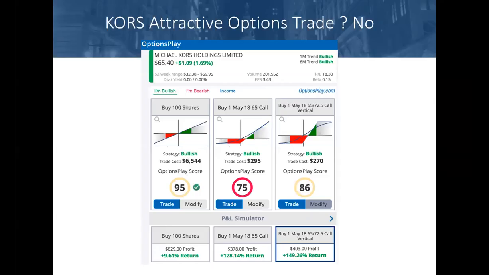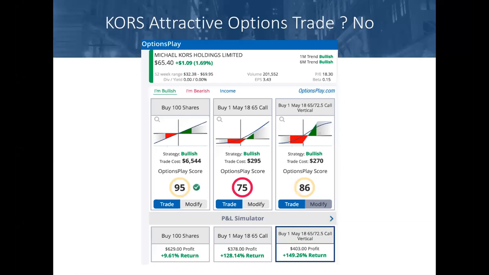Well, I went to Options Play, and the answer is no. A, I don't like buying calls or bullish call spreads with the stock at the upper volatility band, but it doesn't matter what I like. Options Play created a probability-based matrix, and instead of being circled in green with a check mark, you've got a yellow 86 rating. So the bullish call spread, buying the 65, selling the 72.5, is not considered a high probability trade. So we pass on that.